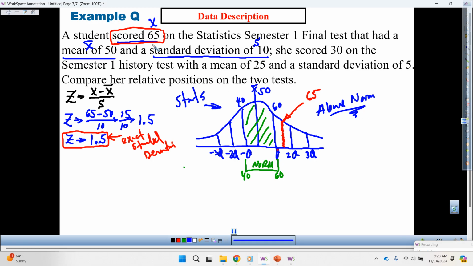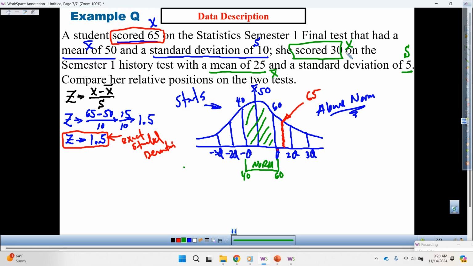All right. So we got stats, but what other test does she want to compare? The history test. So let's do that again. Now I'm going to use green. Let's underline information. We have a mean of 25, that's our X bar. A standard deviation of 5, so that's our S. And then she scored a 30, so our X is 30.